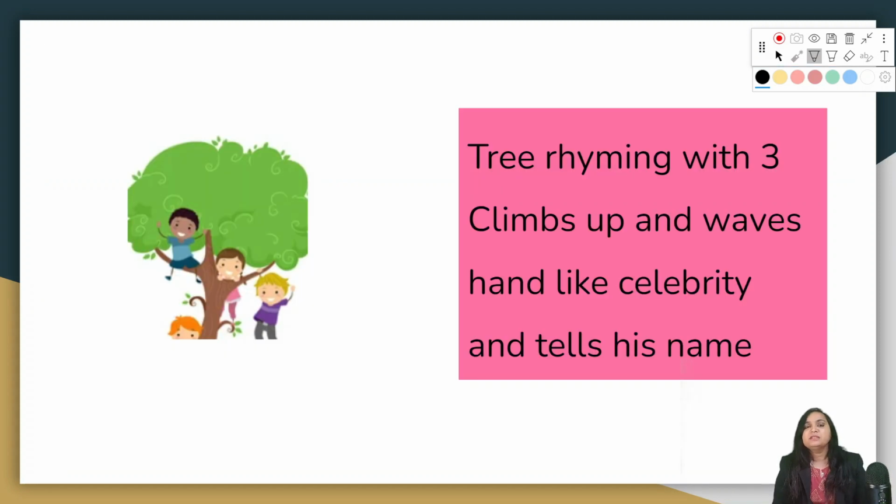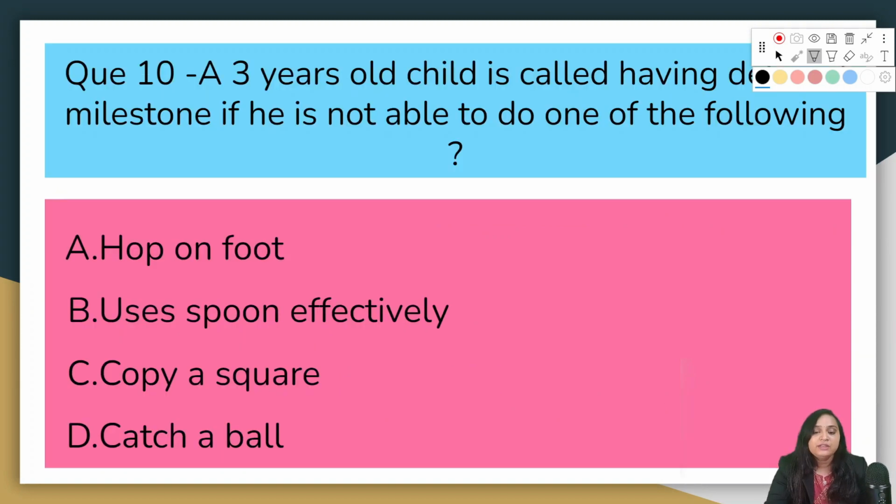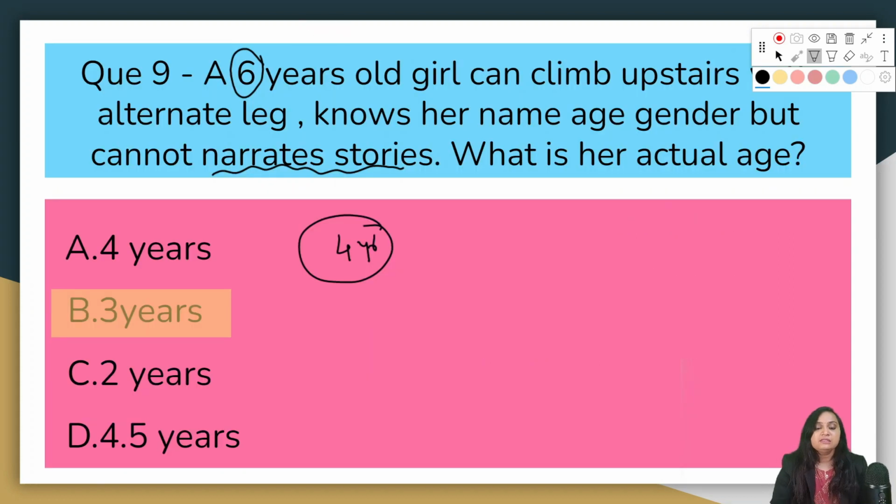We need to remember this story: three is rhyming with tree. So at the age of 3, a boy can climb up, and he is waving his hand, and tells his name. It means that at the age of 3, a child can climb upstairs with alternate feet. Handedness is developed by the age of 3, and the child will know his name, age and gender by the age of 3. But by the age of 4 years, the child should narrate a story. So here the correct answer is option B, 3 years, because 4 years is out.